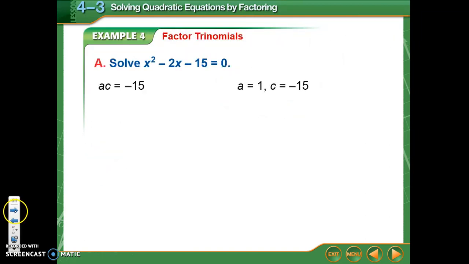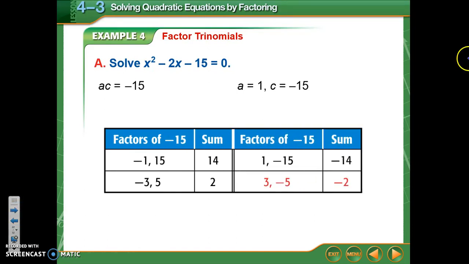All right, factoring trinomials. This is back to what we were doing before. Basically the same as the last example we just looked at, except this is not a perfect square trinomial because 15 is not a perfect square. So we're looking for two numbers that multiply to negative 15 and add up to negative 2. Factors of negative 15 would be negative 1 and positive 15, which add up to 14, or 1 and negative 15, which add up to negative 14. Negative 3 and 5 add up to 2, and 3 and negative 5 add up to negative 2. We're looking for the set of factors that adds up to negative 2 but multiplies to negative 15. So our two numbers are 3 and negative 5.